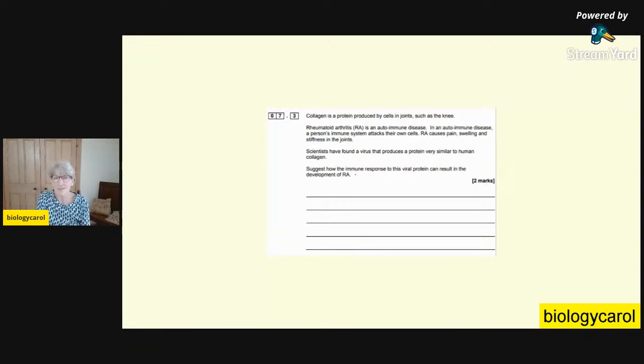Oh, guess what's going to happen? Suggest how the immune response to this viral protein can result in the development of rheumatoid arthritis. Well, that's because the antibodies that your body is producing in response to the viral antigen are also complementary to your joints' collagen. And therefore, the antibodies bind to the collagen and cause the destruction of the collagen cells.